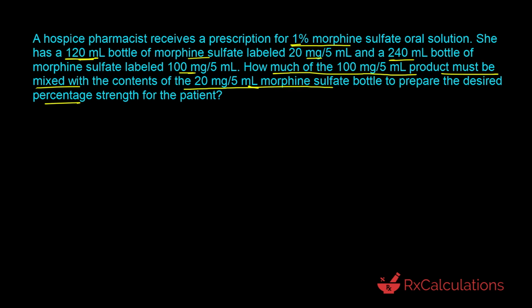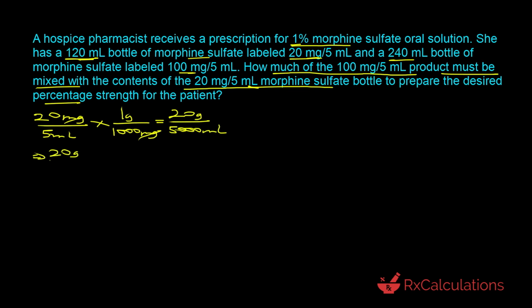It's good practice to convert everything to percentage strength to make things easier. So let's start off with the 20 milligrams per 5 ml. For that concentration, you have 20 milligrams in 5 milliliters. We want to convert this to grams. So 1,000 milligrams is 1 gram. Just for clarity, I'm going to keep it this way: you have 20 grams in 5,000 milliliters. Let's convert this to concentration. So 20 grams in 5,000 milliliters. To get to concentration is some quantity in grams over 100 ml.